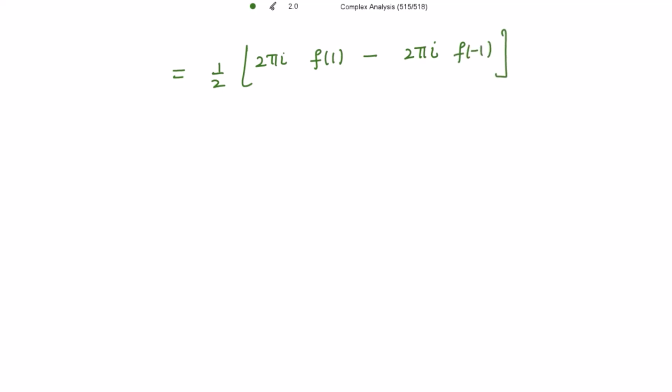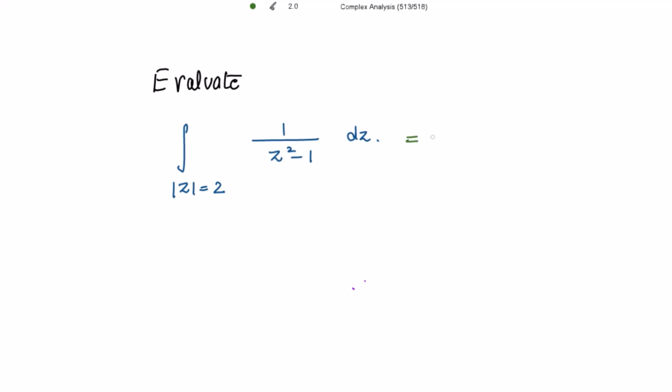F of minus 1. So this is 1 divided by 2. I am taking 2 pi i outside as common. f(1) is 1 and f(minus 1) is also 1. So this is equal to pi i into 0, and that is equal to 0. So the value of the given integral is 0. So the answer for this integral is 0.